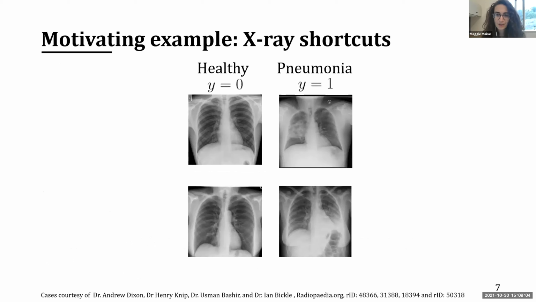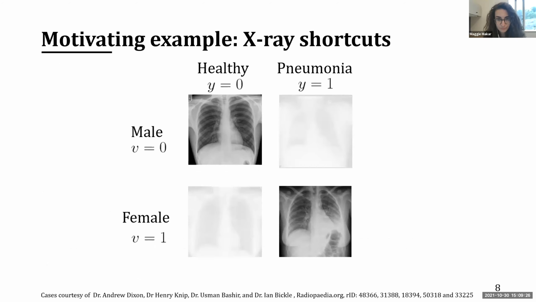Let's dig into that pneumonia example a little bit more. Here we have X-ray images, and we want a predictor to tell us if the patient has pneumonia or not. At training time, we have the X-rays and their labels, so the label Y is 1 if the patient has pneumonia. We also assume that we have the sex variable, and we'll use V to denote that variable.